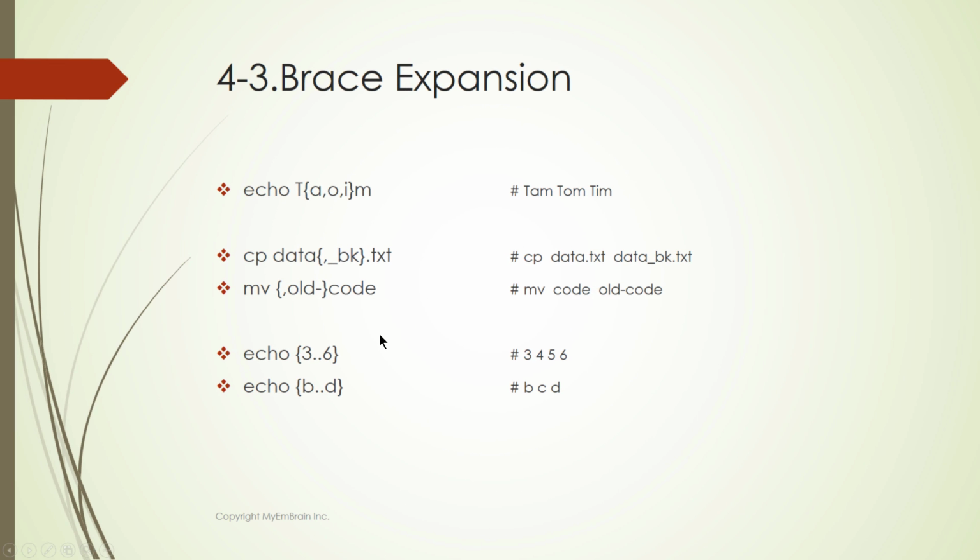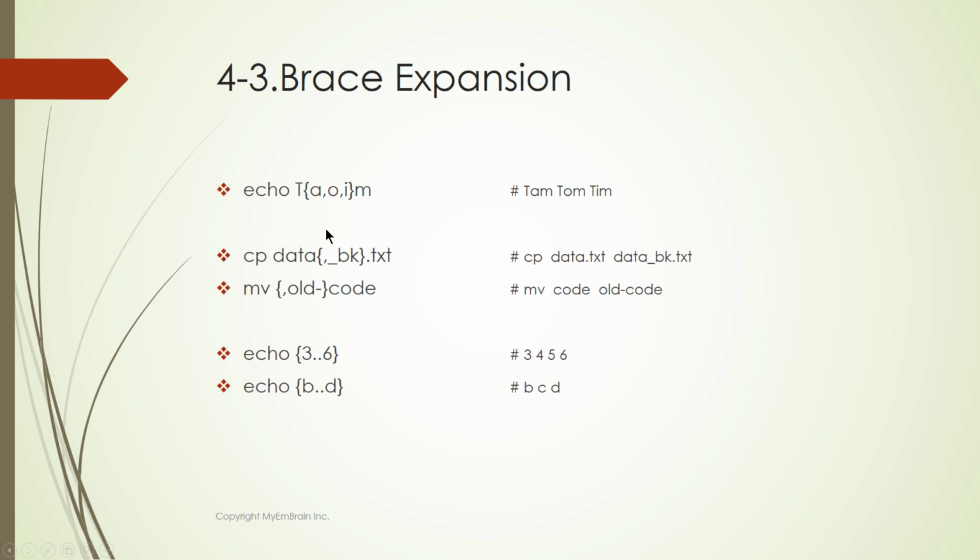Welcome to lecture 4.3, brace expansion. In this first example, we run echo T, brace, and then we have a, o, i between the braces, and then we have a letter m following the braces. When this brace expansion expands, the echo command will print out tam, tom, tim on the console. So the brace expansion will expand these three letters three different times with the data preceding and following the braces.